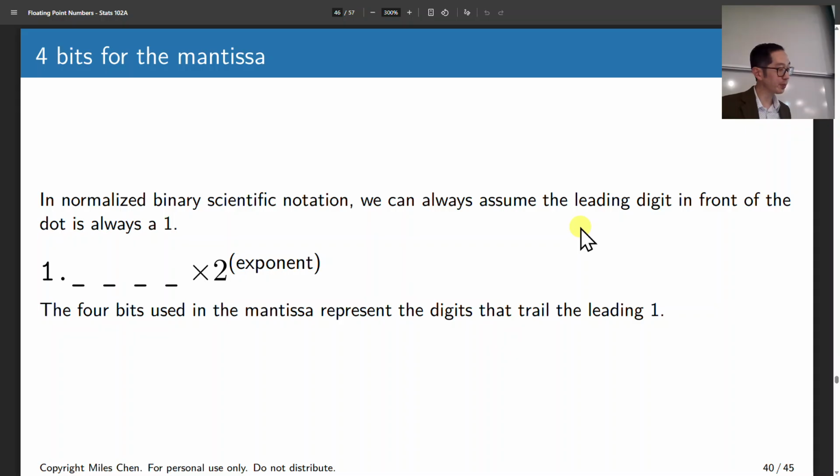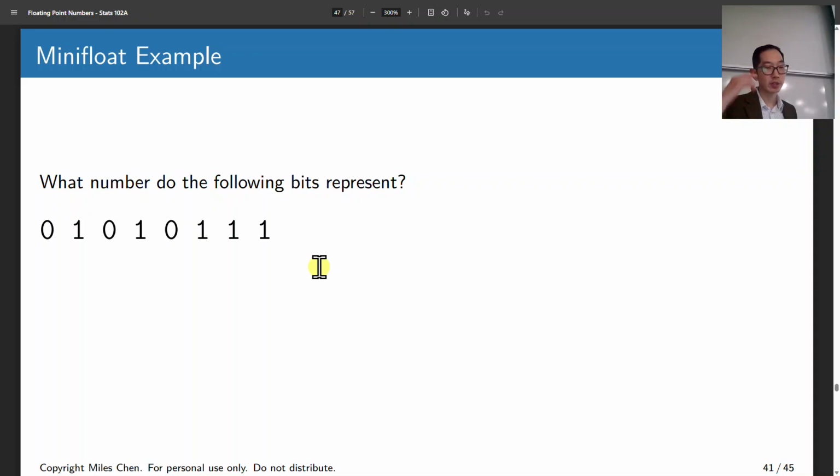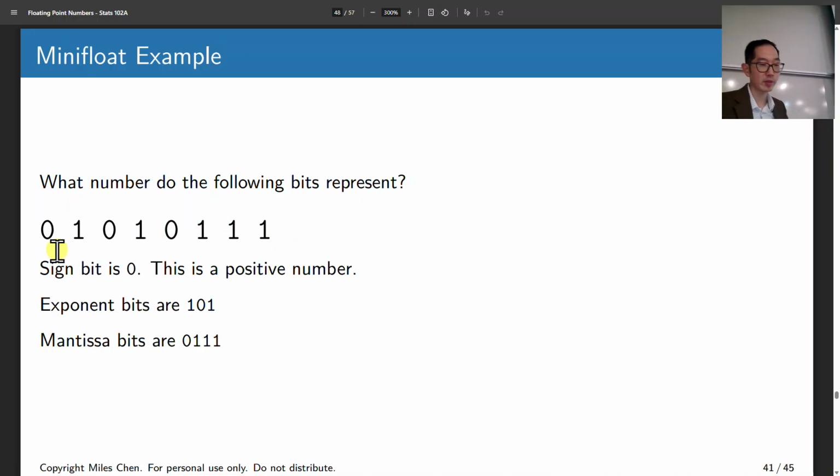And then the remaining 4 bits go in as the mantissa, which will be the digits that trail the binary point, assuming there is a leading 1. So it's going to be 1 point something something something something times 2 to the exponent. So if this is our 8-bit number in our mini floating point system, what does this represent? I've got 0 for the sign, 1, 0, 1 for the exponent, 0, 1, 1, 1 for the mantissa. So sign, exponent, mantissa.